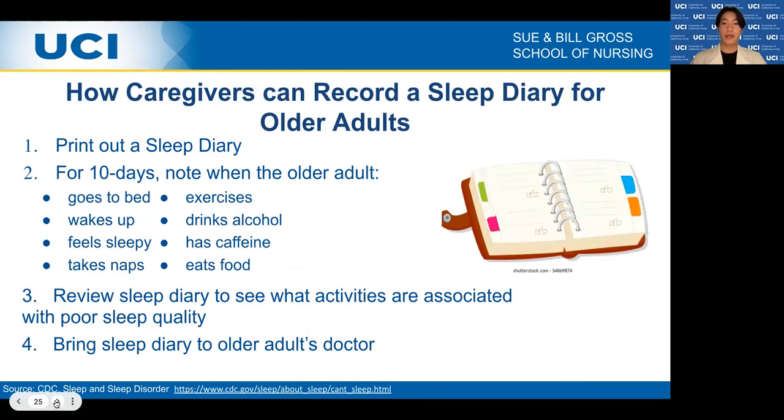How can caregivers record a sleep diary for older adults? So the first step would be to print out a sleep diary. And for around 10 days or however many days you can document a consistent sleep schedule, you can note when the older adult goes to bed, wakes up, feels sleepy, takes naps or exercises, drinks alcohol, has caffeine, or eats food. And third, you can review the sleep diary to see what activities are associated with poor sleep quality. And lastly, you can bring the sleep diary to the older adult's doctor.